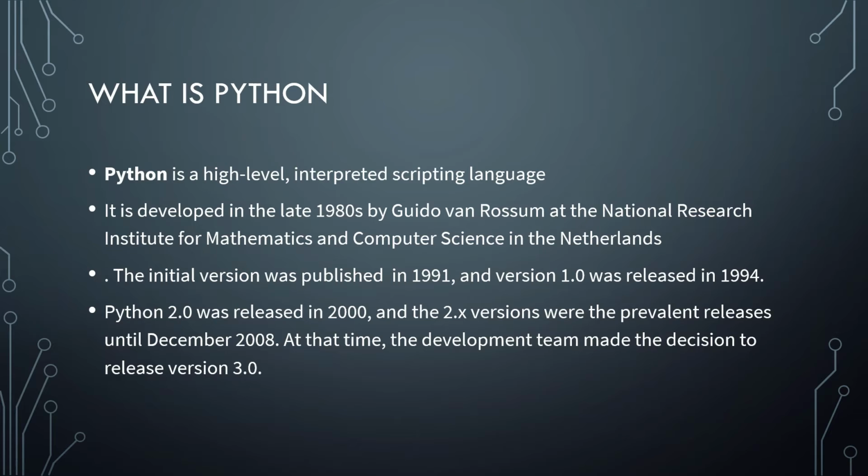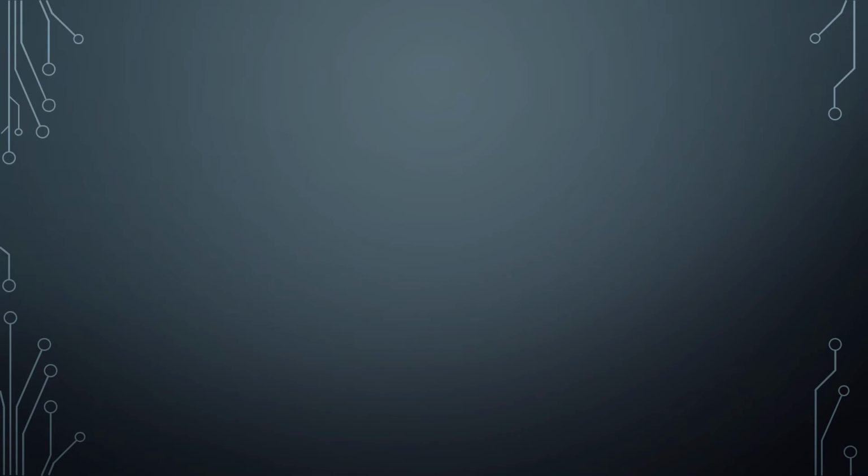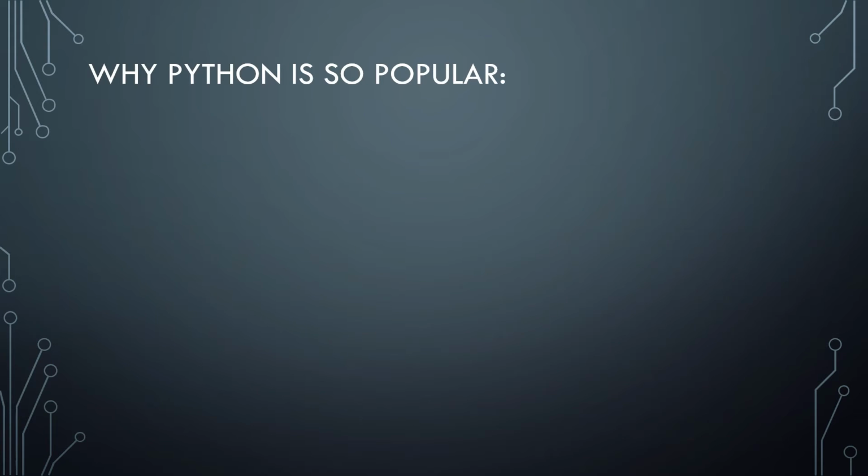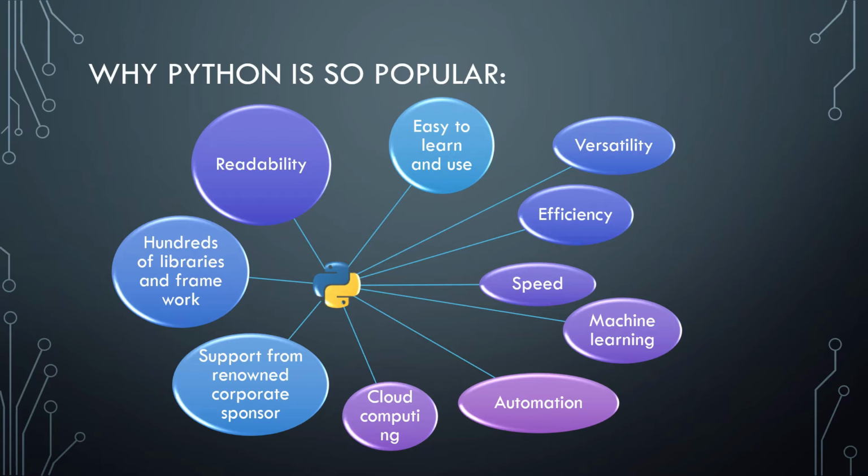But in December 2008, Python made a decision to release its version 3.0. Today in 2021, or maybe later when you see my video, we are using version 3.9.1. Maybe it gets updated later on. So this is the basic introduction of Python, and now we are going to learn why Python is so popular.